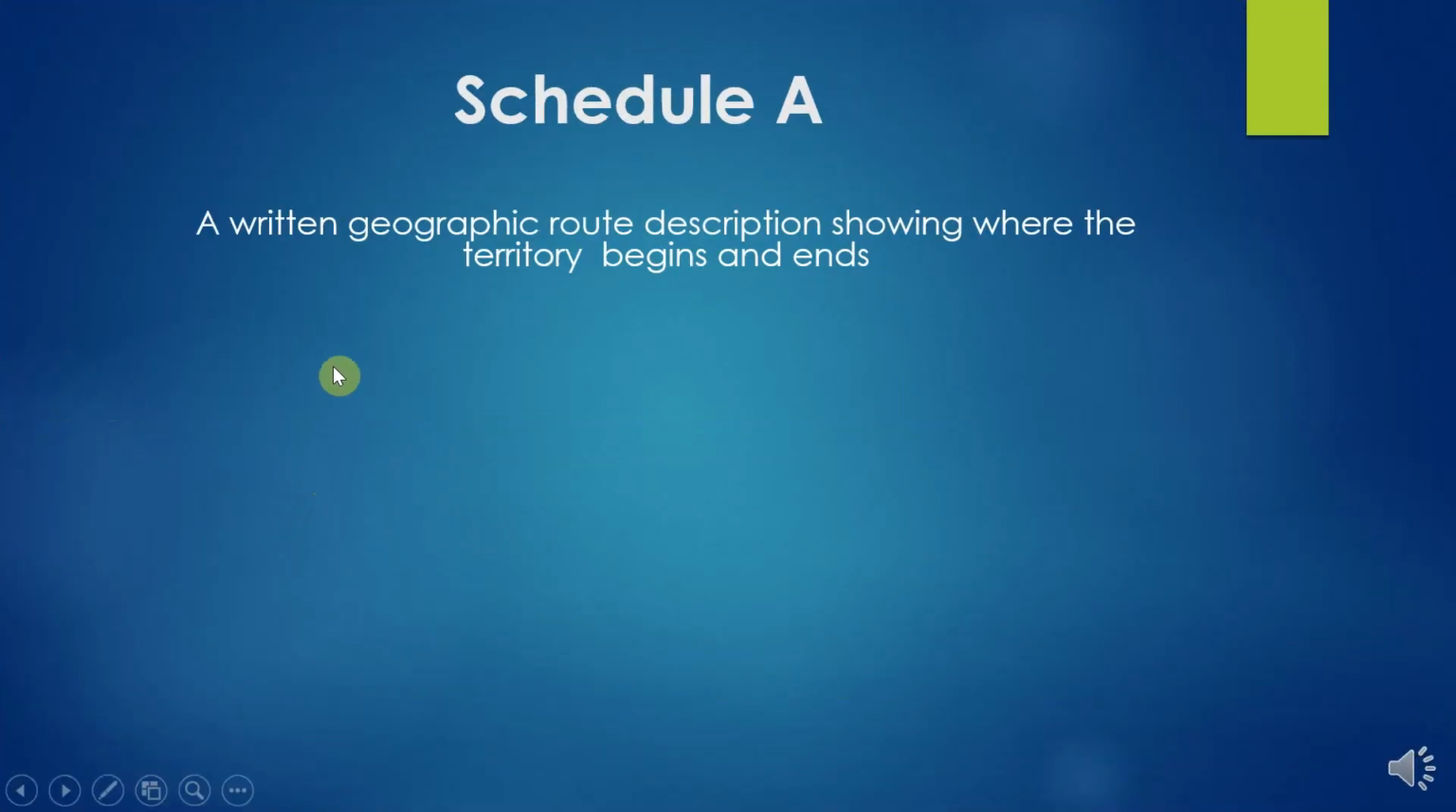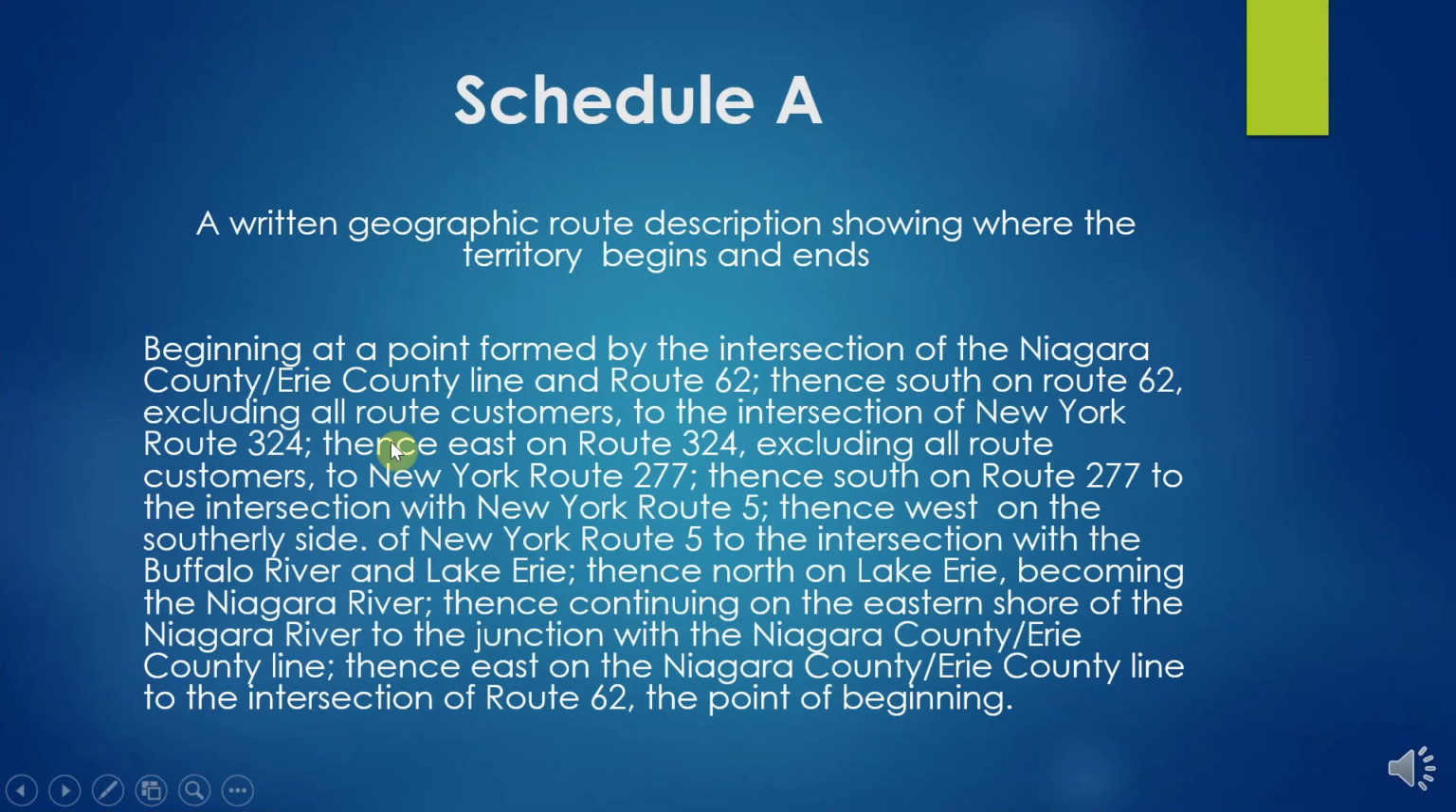Schedule A is nothing more than a written geographic route description showing where the territory begins and ends. This is what it may look like in your contract. Of course, yours may be longer or shorter depending upon how complex your boundaries are. Let's move on.